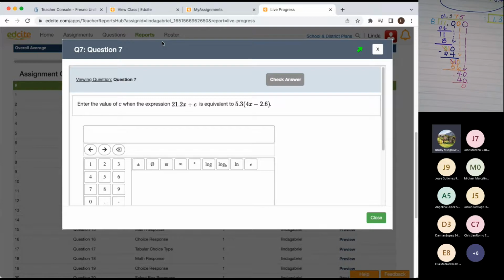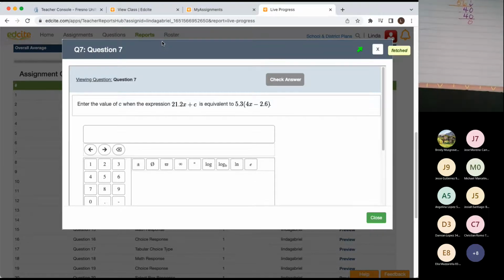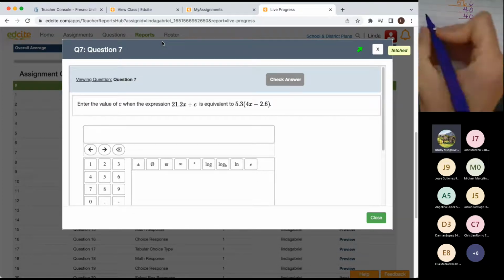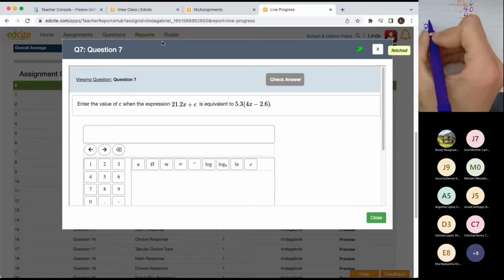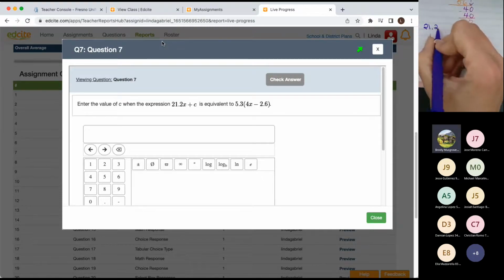All right. Question number 7. Enter the value of C when the expression 21.2x plus C is equivalent to 5.3 parentheses 4x minus 2.6. So we haven't done, did we do one like this together? I don't think so. All right, so we are going to be venturing into a little bit of algebra. It's fun, right? It's like a puzzle.